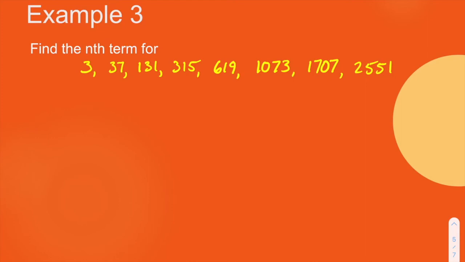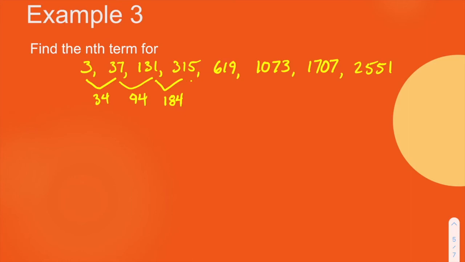We're going to take this up to another level in example 3. So take a look at this list of numbers here, and let's go ahead and start looking at the differences. As we look at the differences, we're going to subtract 3 from 37 and get 34. We're going to subtract 37 from 131 and get 94. We're going to subtract 315 minus 131 and get 184.